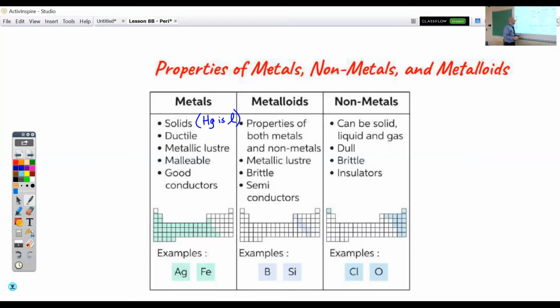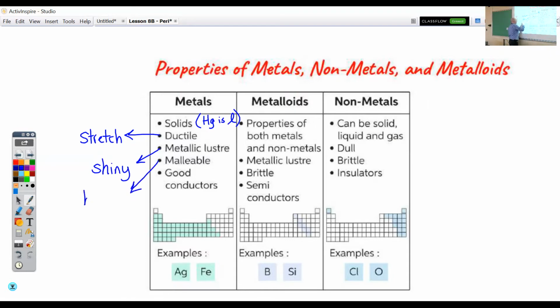Okay, the second thing is that they are ductile. That means you can stretch the material. So metals can be stretched into thin wires. The next one is that they have a metallic luster. That's a fancy way of saying that they are shiny. So metals are shiny. The next word there is malleable. Malleable means that you can bend and shape them.